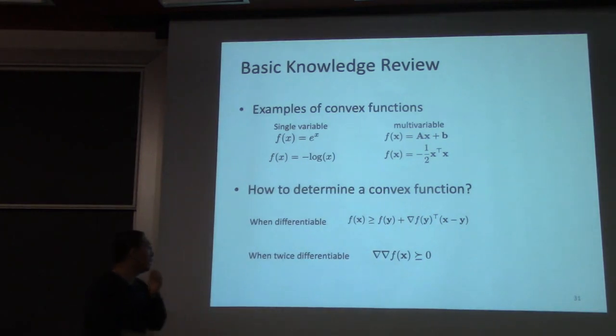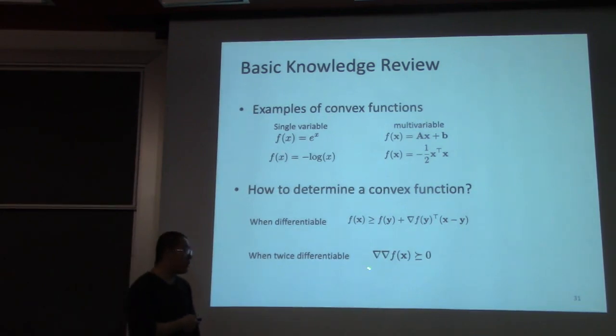And the second property, which is often used, is the Hessian matrix. So if the function is twice differentiable, then it is convex if and only if the Hessian matrix is always positive semi-definite.